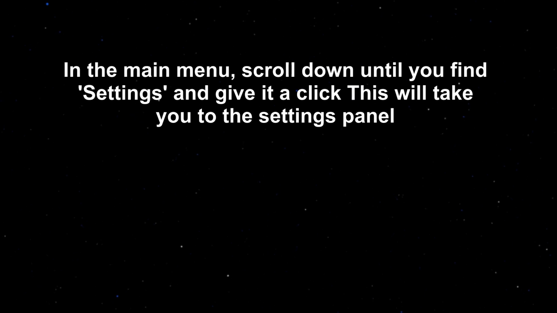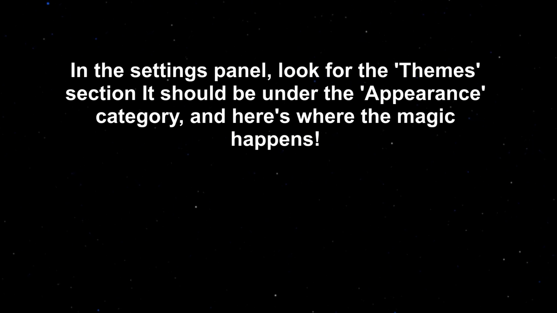In the main menu, scroll down until you find Settings and give it a click. This will take you to the Settings panel. In the Settings panel, look for the Themes section. It should be under the Appearance category. And here's where the magic happens.